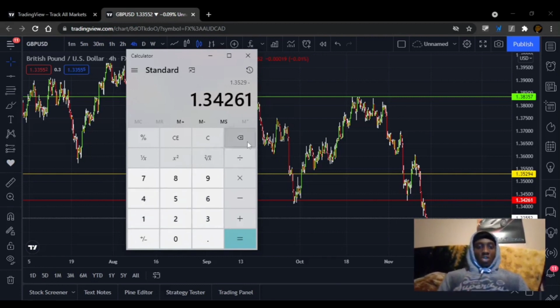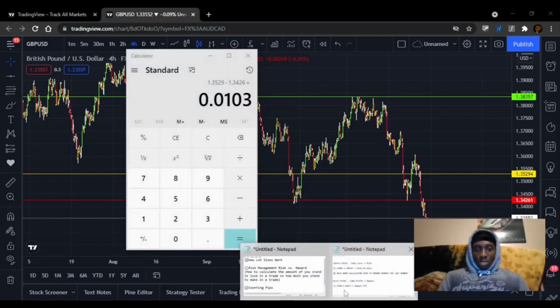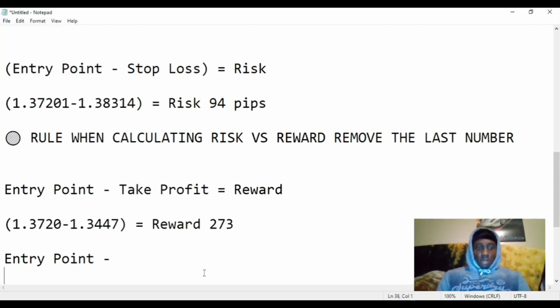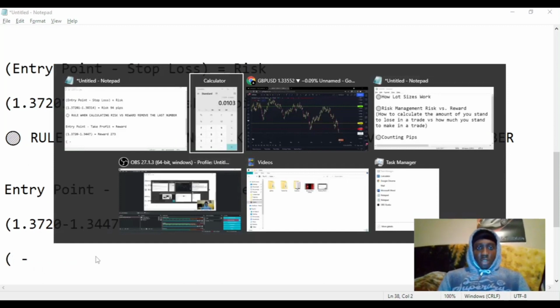1.34261. Remember, don't use the last number. 103 pips. That is what we're risking. So I'm going to go ahead and type these numbers in for documentation, 3 points. Now let me take a look at the number, because I'm not sure what it's from this screen.